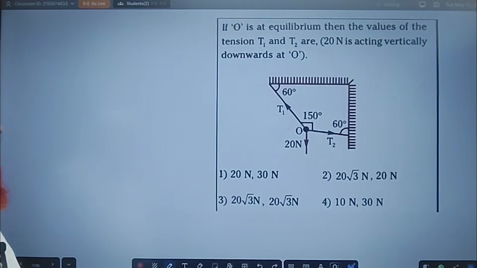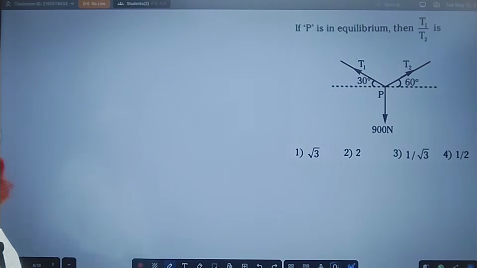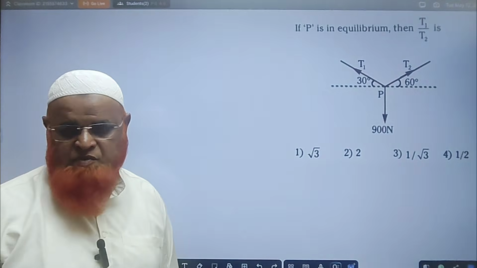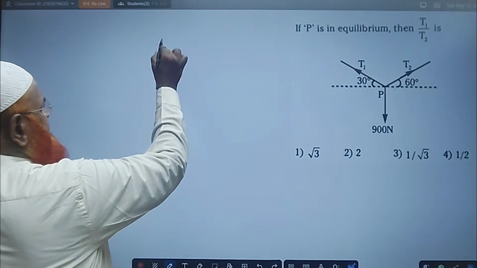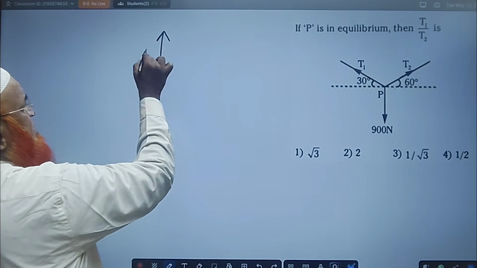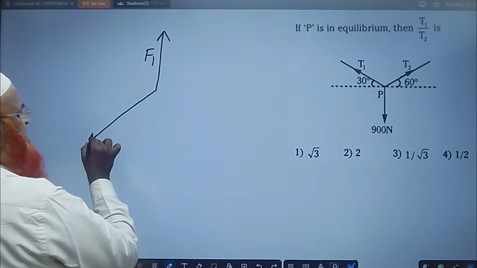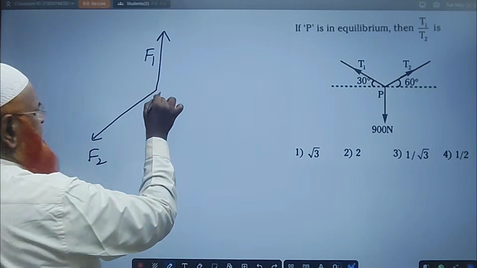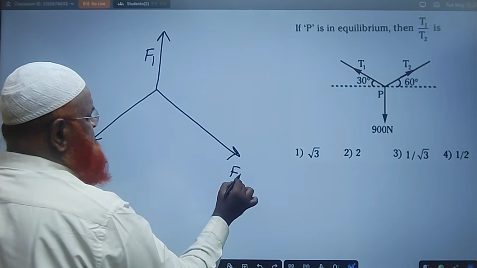Based on this concept, one more thing I am going to explain now, which is very important here, called Lami's theorem. What is the meaning of Lami's theorem here? You just see in this direction, for example, the force is F1. In this direction, the force is F2. In this direction, the force is F3.